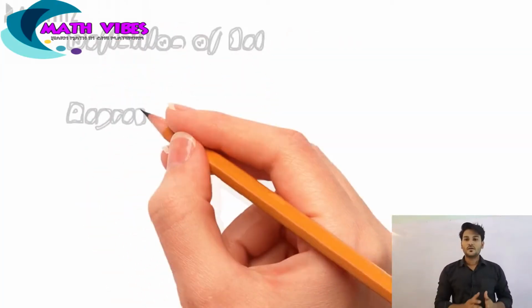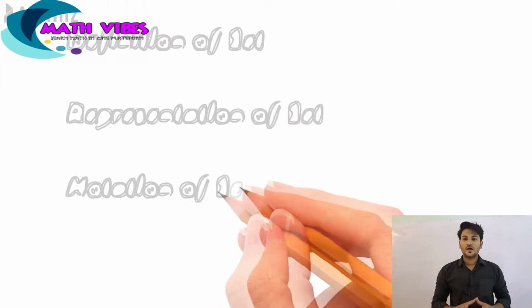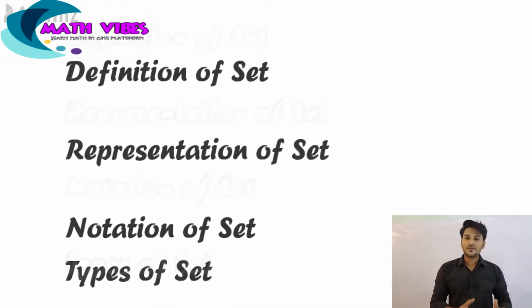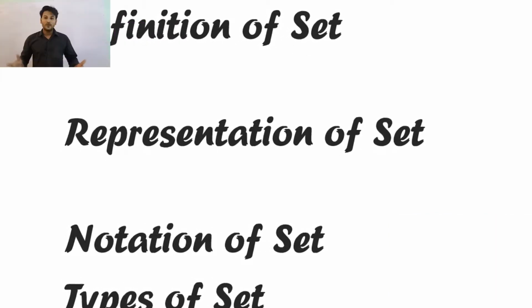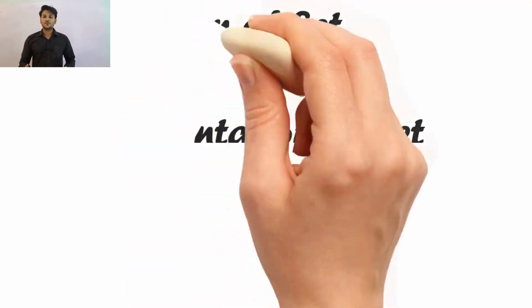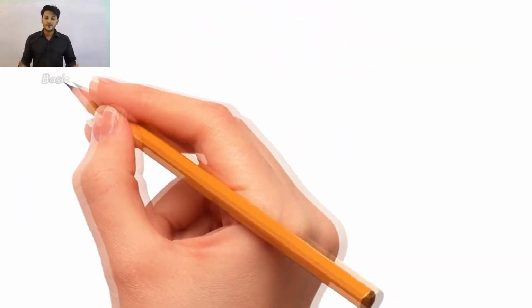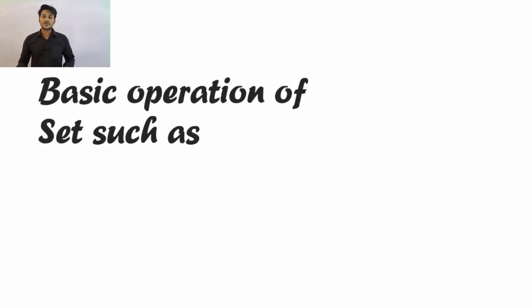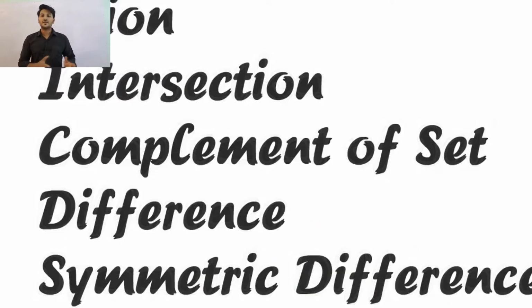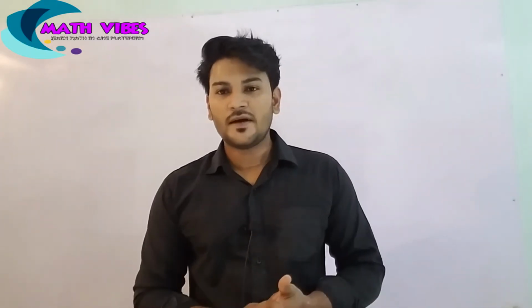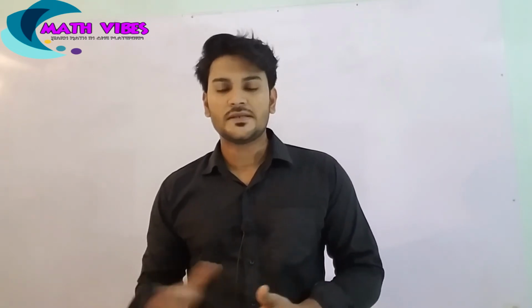First of all, let's quickly recap the topics already covered in the previous lecture, and then move on. In the previous lecture, we covered the definition of a set, how to represent them, the notation used to represent them, and the types of sets. Now, what are the basic operations used to operate on different types of sets, such as union, intersection, complement, difference, and symmetric difference? Inshallah, all of these topics will be covered in this lecture. First we define them and then do some practice.